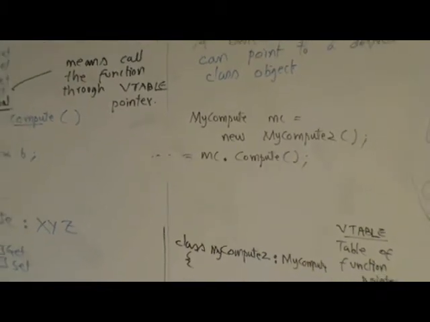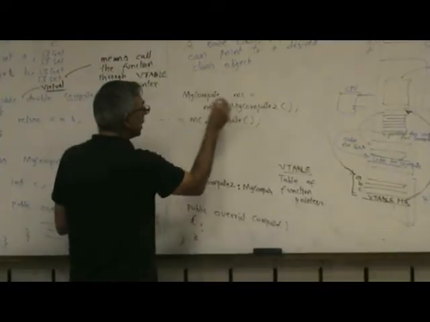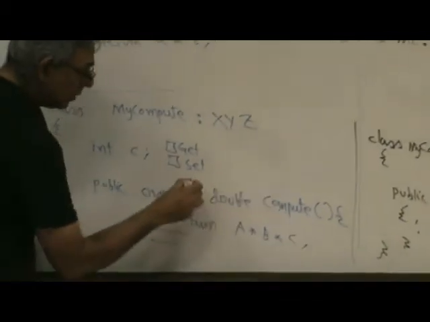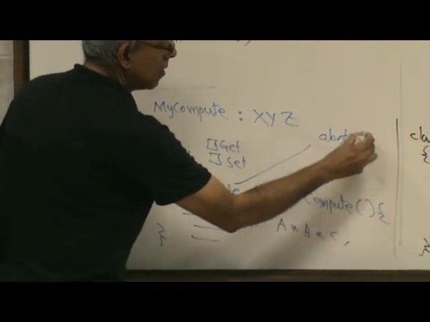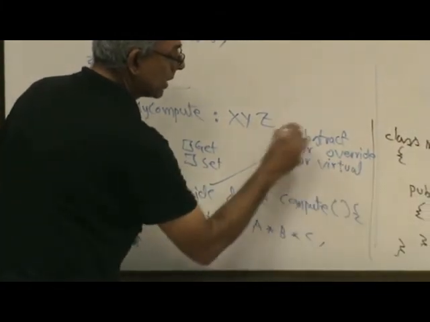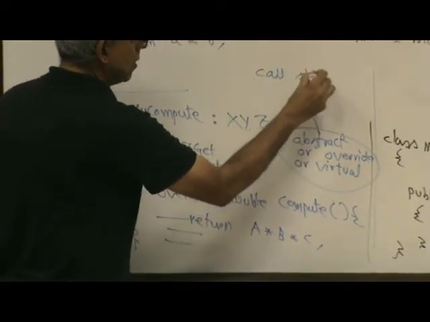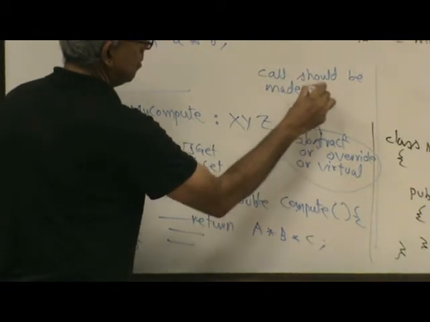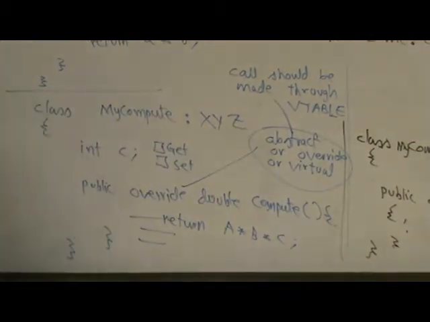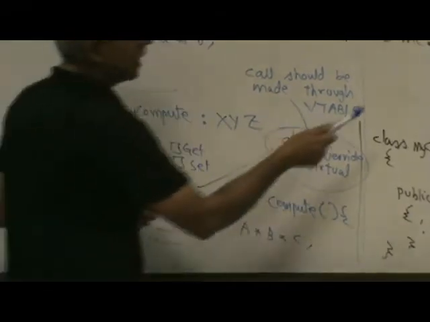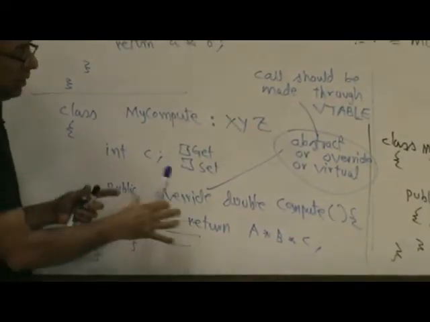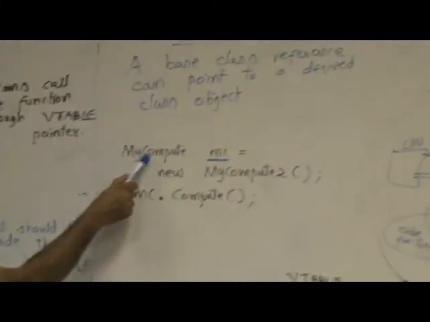Okay, so again, the way the computer will resolve this is, it will check what type is MC. MC is MyCompute. So we'll go to MyCompute and check, is this marked either as abstract or override or virtual? Because in all three cases, that means calls should be made through vtable, which is a table of pointers to the code for each function, right? So what will it find? In this case, once it goes to MyCompute, it will find there's an override keyword. So it will not try to just directly call the compute for the MyCompute class.